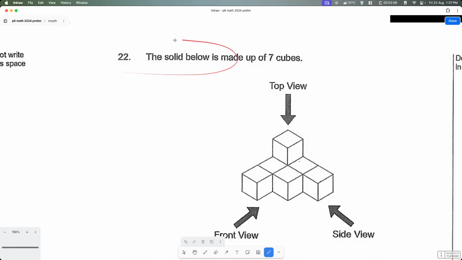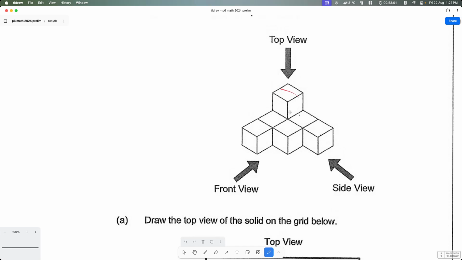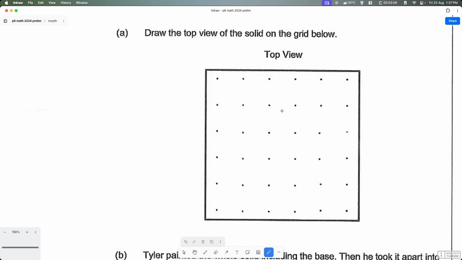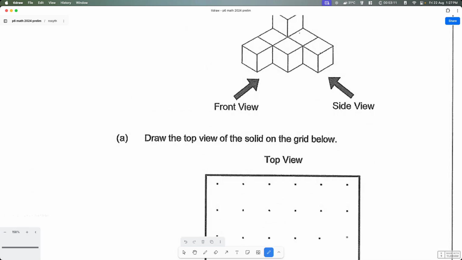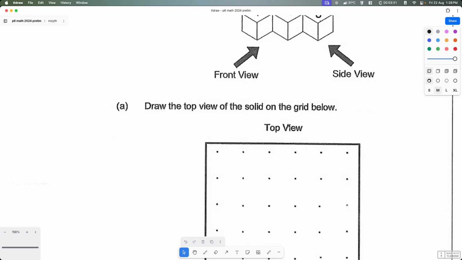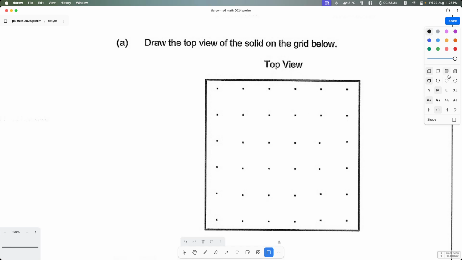Question 22. The solid below is made up of seven cubes: one, two, three, four, five, six, and then at the bottom, seven. Draw the top view of the solid in the grid below. The top view will have one, then two, three, four, five, six. So let's draw it out.